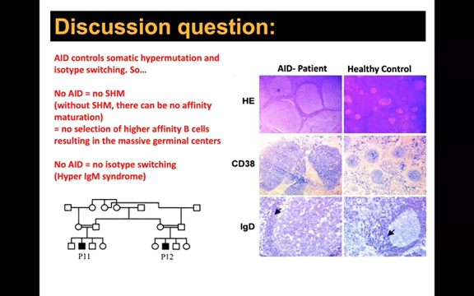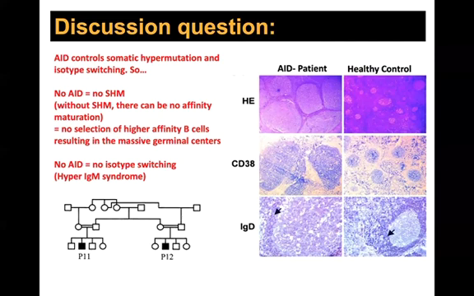So without AID, you don't have somatic hypermutation. And if there's no somatic hypermutation, there can't be a selection process because nothing is better than anything else. And so there's no affinity maturation. And that's why they have these massive germinal centers, because there's no competition, so everything just keeps going along. Okay, so for B cells, you're going to have low affinity antibodies.